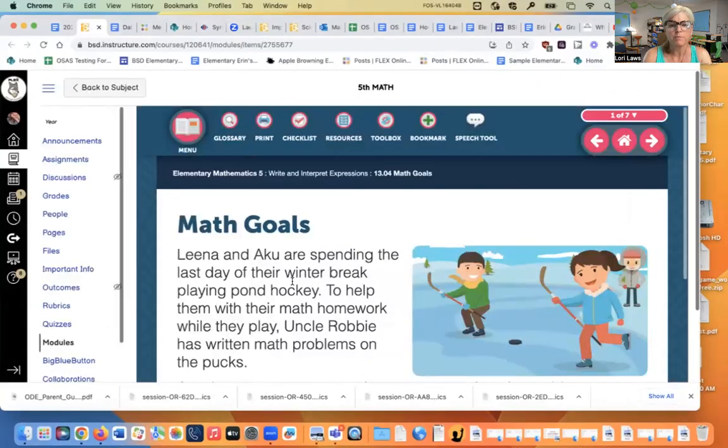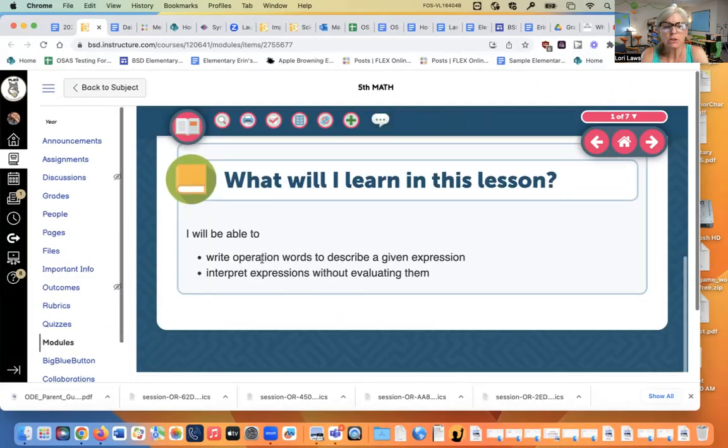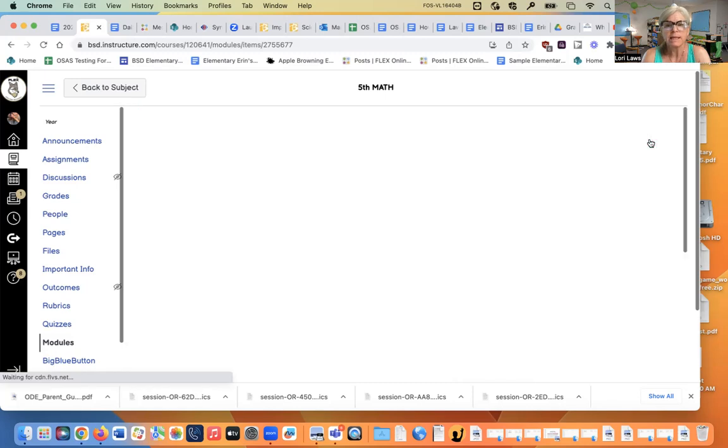So here's 1304, math goals. In this lesson, you're going to learn to write operation words. Again, operations means plus, minus, subtracted by, so plus and minus and division and multiplication, sorry, to describe a given expression. An expression is a number sentence. It's an equation. Interpret expressions or number sentences without evaluating them. So in other words, say what it's asking of you without actually solving. I think evaluating means solving in this case. Let's take a look at the lesson.